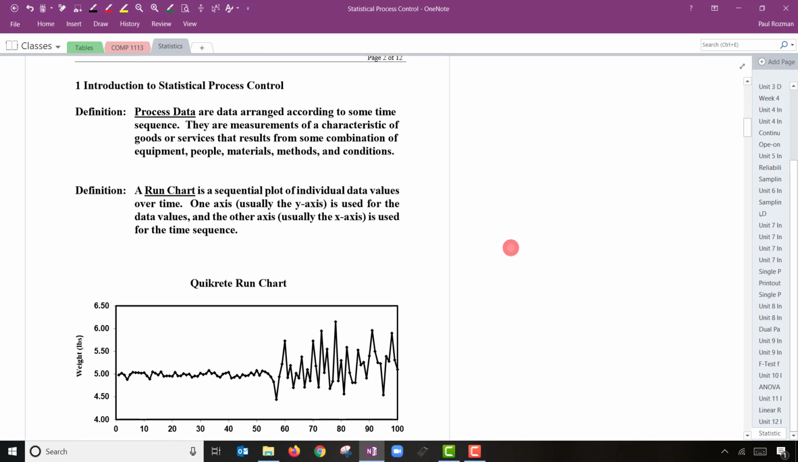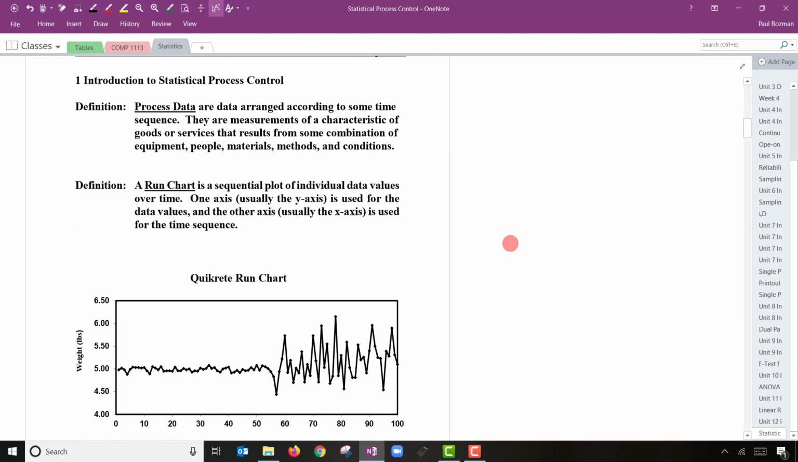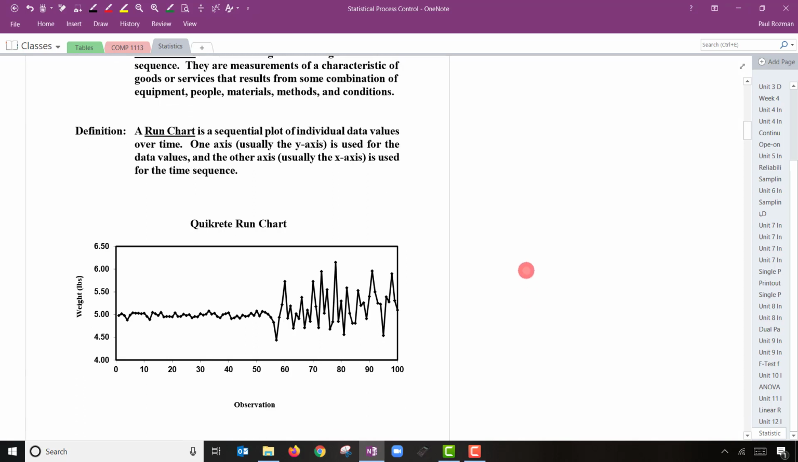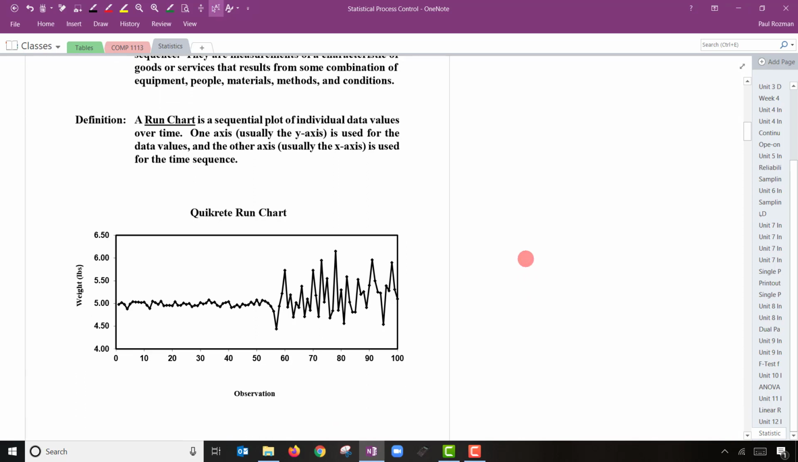Basically, we're going to have data that's arranged over time, and we're studying something that's being, say, manufactured in large quantities. So we'll take some attribute or characteristic of the product that we're producing, and we'll measure that, and then we'll track its progress over time. Here's a little example of something called a run chart, where we're collecting data over time. On the x-axis, we have the observation, and then on the y-axis, it's the value of whatever we're measuring.